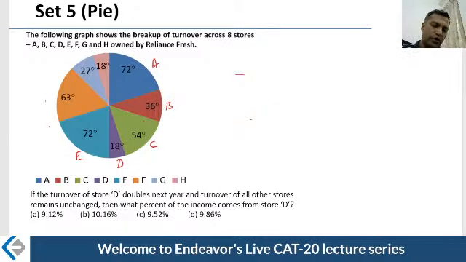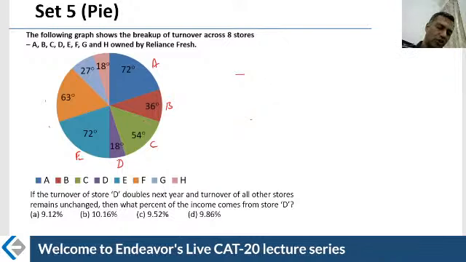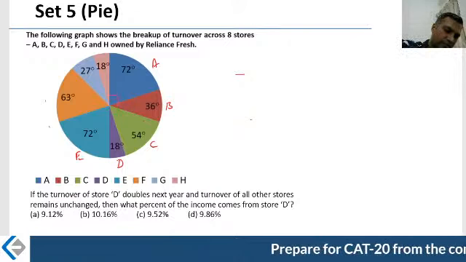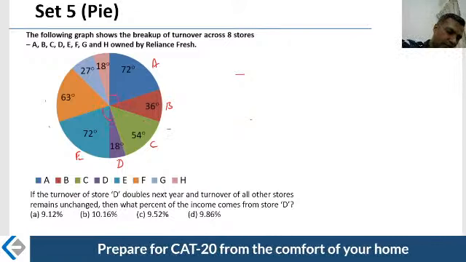So what is he saying here? If the turnover of store D doubles next year and the turnover of all other stores remains unchanged. Now, what is given? Central angles are given. This is 72 degrees. This is also 72 degrees. This is 18 degrees. Likewise, the angles are given. All these are central angles, which add up to 360 degrees.